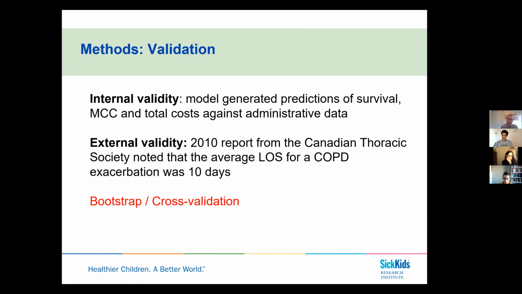So we looked at the internal validity by looking at what the model survival estimates were compared to the observed estimates from survival, as well as total costs against the administrative data costs that we estimated versus what we were given, essentially. And external validity, we found some estimates from an older report about the length of stay for someone who has COPD after hospitalization, and we tried to compare it against that. We did not do bootstrap and cross-validation due to computational complexity and the fact that we would have to explain that to the analyst, and we couldn't.